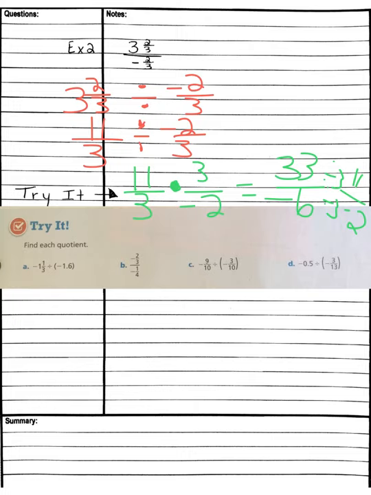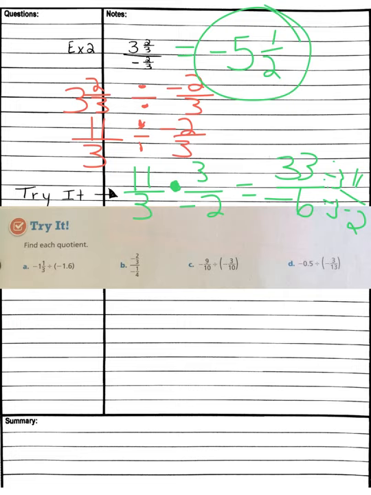That is improper. So for us to change that to a mixed number, how many times does 2 go into 11? That'd be 5 times, and our answer is negative, with a half left over. So again, opposite signs: a negative times a positive is going to give you a negative answer.